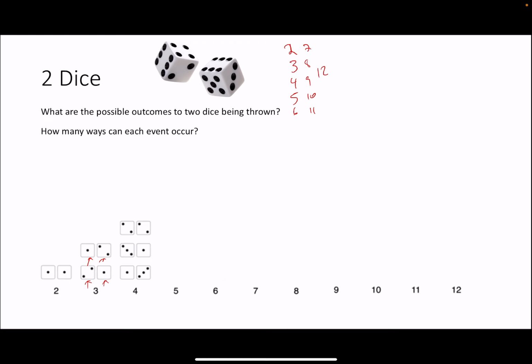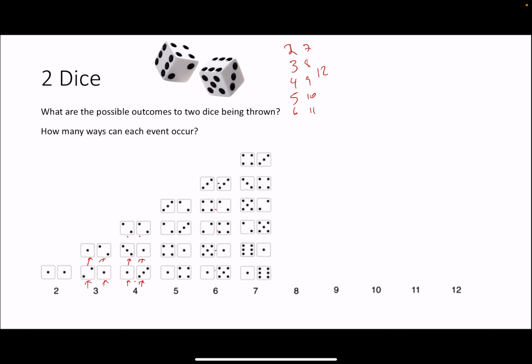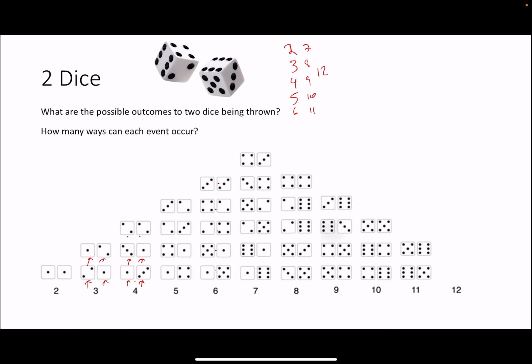Same thing with 4. We can have the first die 1 and the second die 3, or the first die 3 and the second die 1, and of course 4 can occur with double 2s. The same goes for 5. We can have 1 and 4, 4 and 1, 2 and 3, and 3 and 2. 6 can occur in 5 ways. 7 can occur in 6 ways. And of course, 8 can occur in 5 ways, etc. If you want to go over them, you can pause it and take a look.